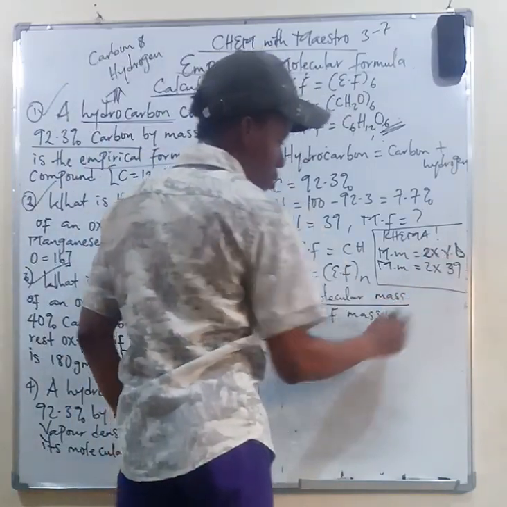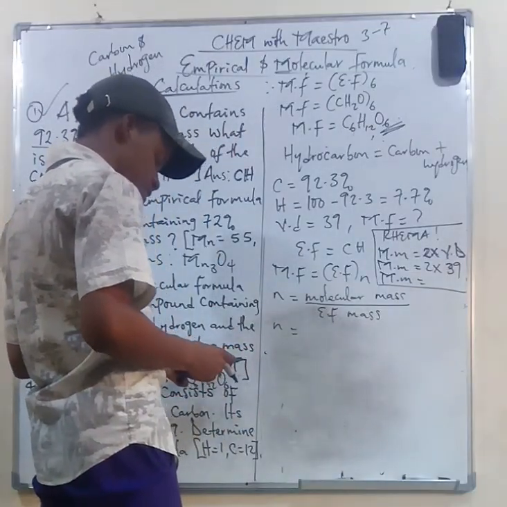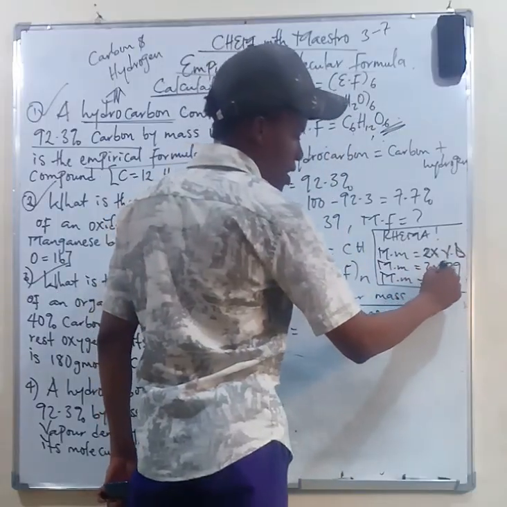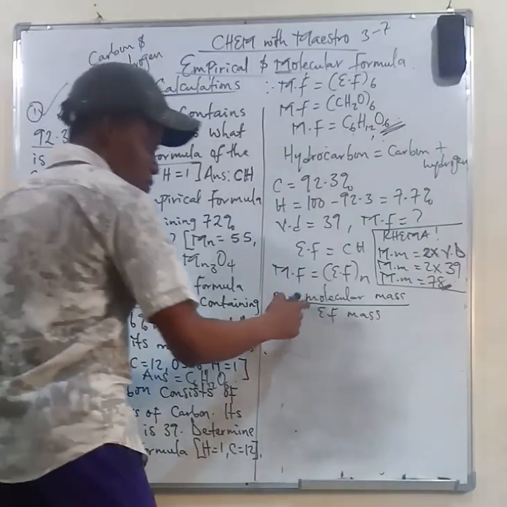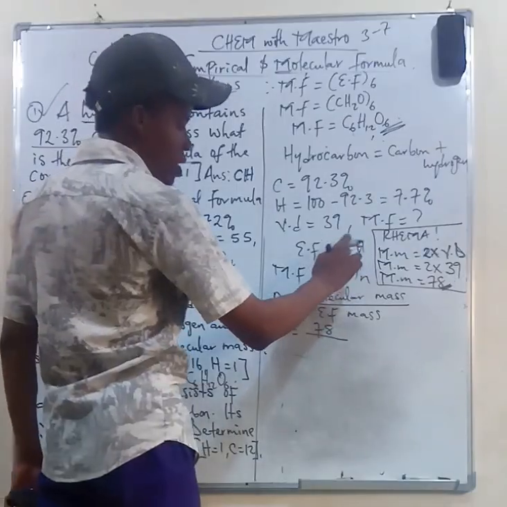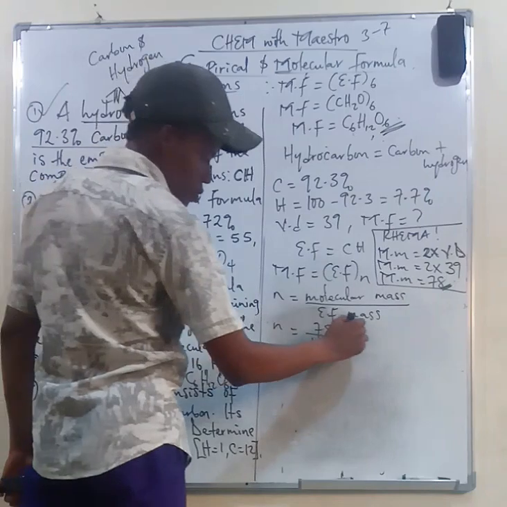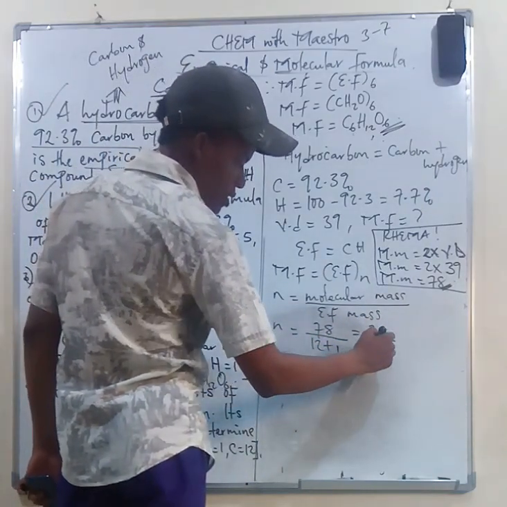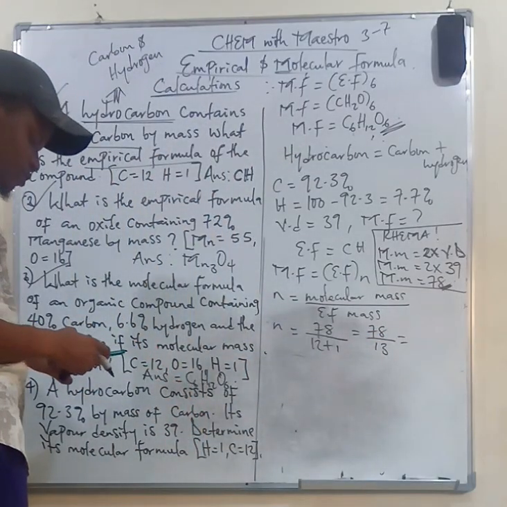So our molecular mass is equal to 2 times 39, which gives us 78. So molecular mass 78 over empirical formula mass. Remember, our empirical formula is CH, so we have carbon 12 plus hydrogen 1, which is 13. So 78 divided by 13, what do we have?